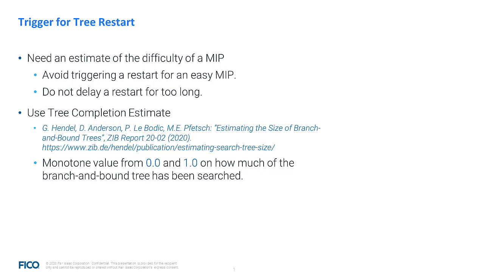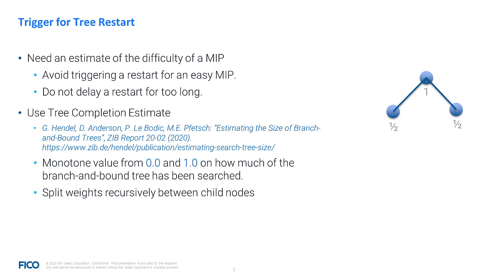The idea consists of assigning a value to each node of the tree, which is split between the two children after branching is performed on it, starting with value 1 at the root node. The basic criterion for the split is to divide the parent's value equally between the two child nodes. More precisely, proceeding from the root node, each time we create a new node, it is labeled with a weight corresponding to half of its parent's value. Then, when we prune a node, its weight is added to the tree completion estimate.